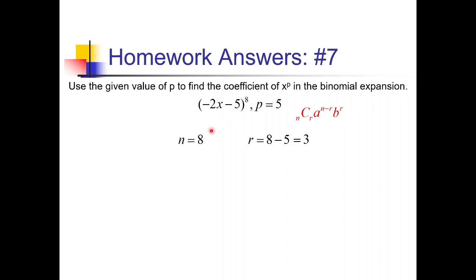Plugging all of this into our formula, we've got 8 choose r, so 8 choose 3. We've got a, which in this case is negative 2x. So we have negative 2x to the n minus r, so negative 2x to the 5th power. This makes sense if you think about it, because the only way you're going to get an x to the 5th is if you raise this thing to the 5th power. And then we've also got b, which is negative 5, being raised to the r power, so the 3rd power.